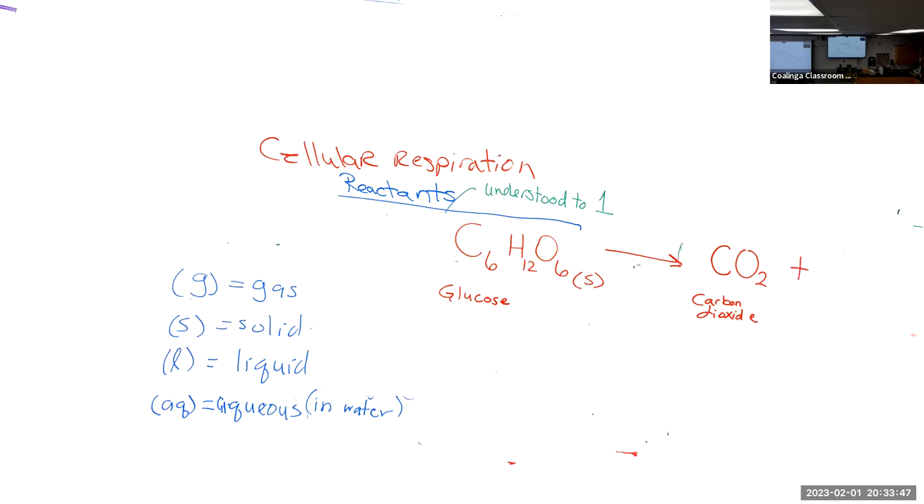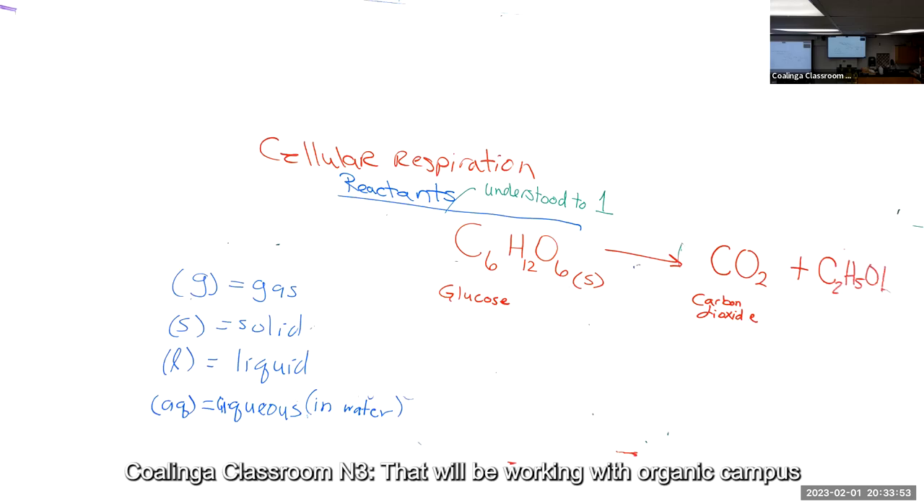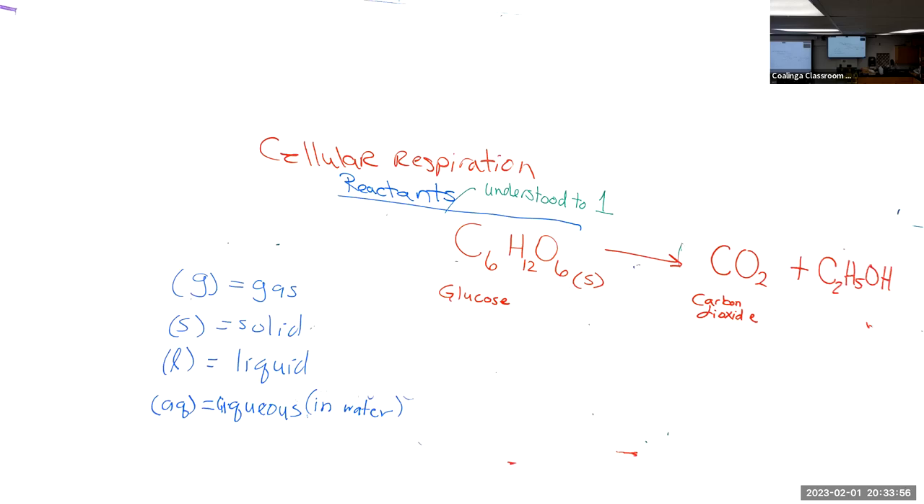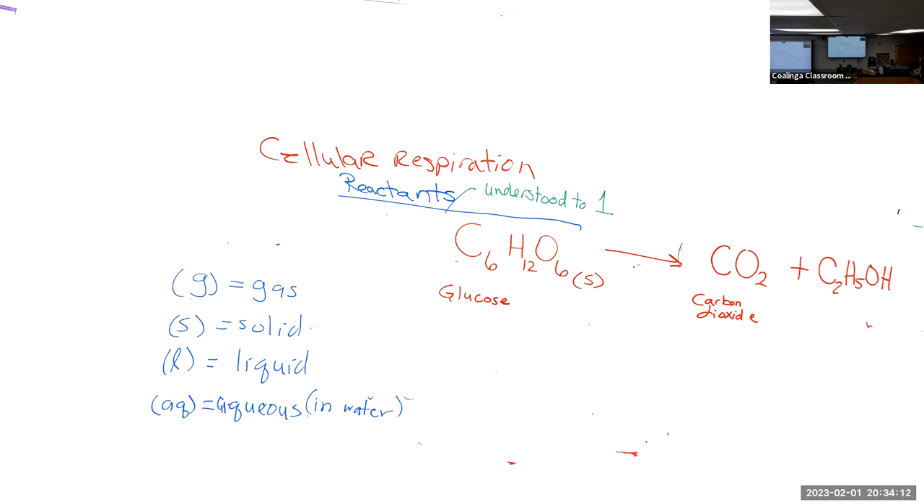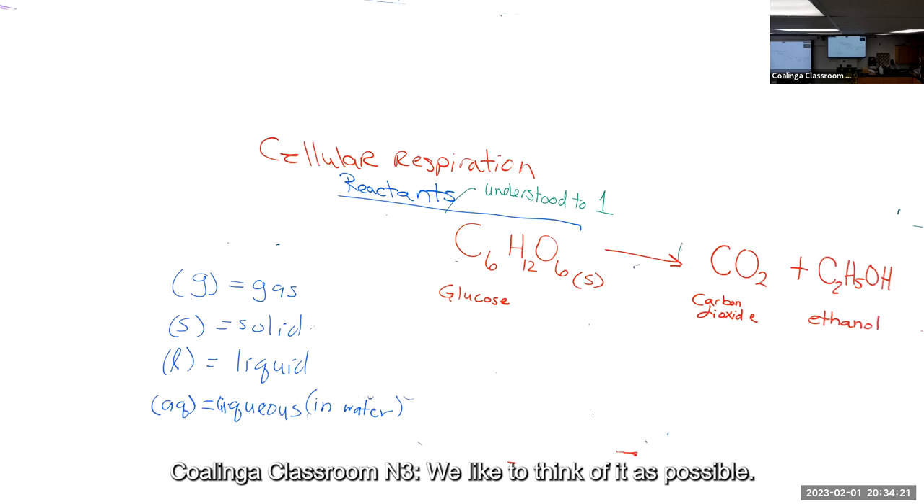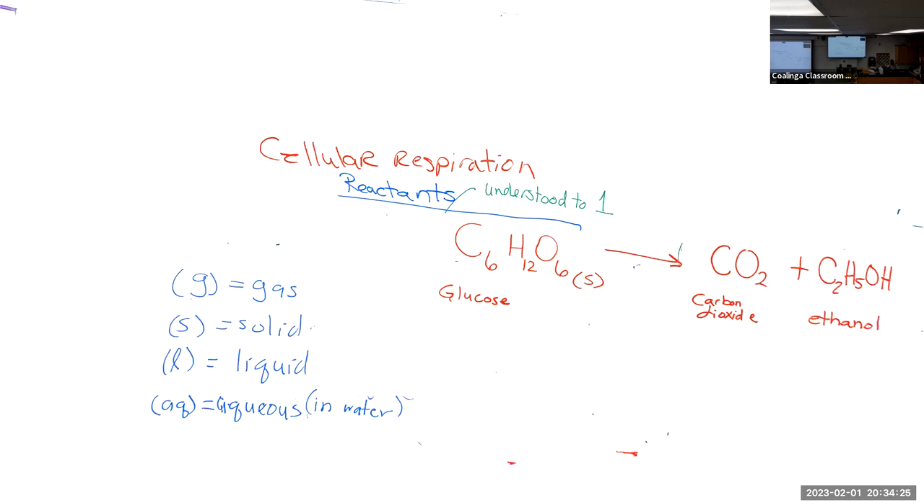And we're going to get C2H5. Now, when we work with organic compounds, we will often write the compound so that it's easy for us to remember how it looks. That's why we write this as C2H5OH, even though we could have just put the H over here with the other H's. This is called ethanol, or we like to think of it as vodka, or drinking alcohol.